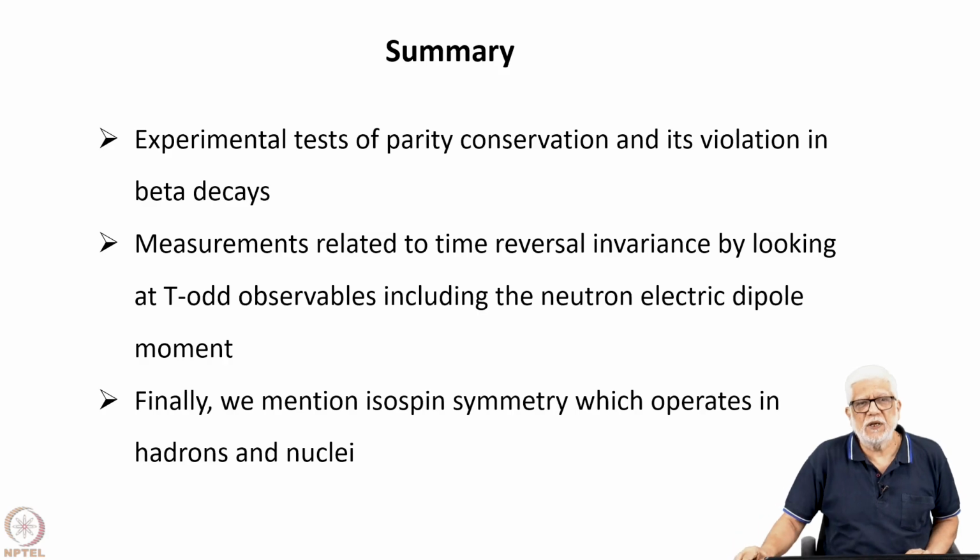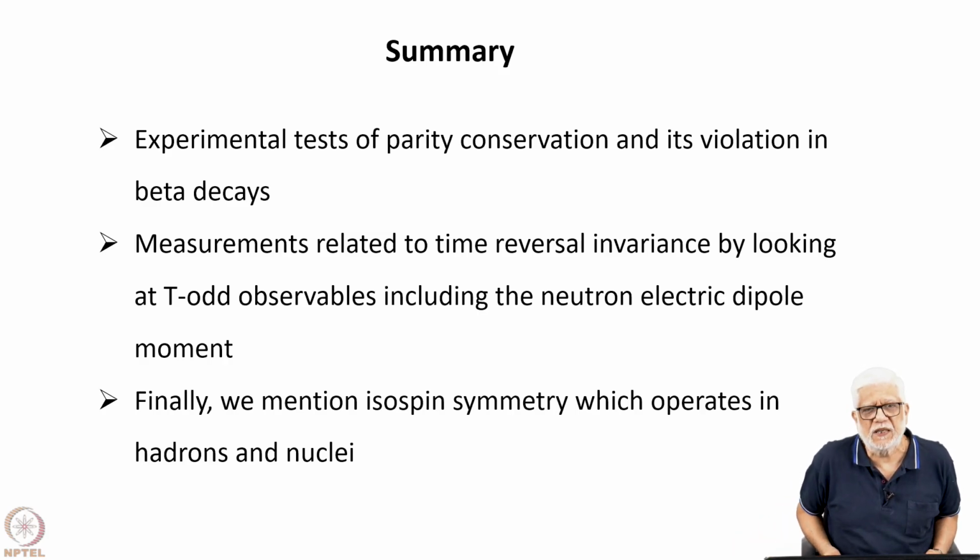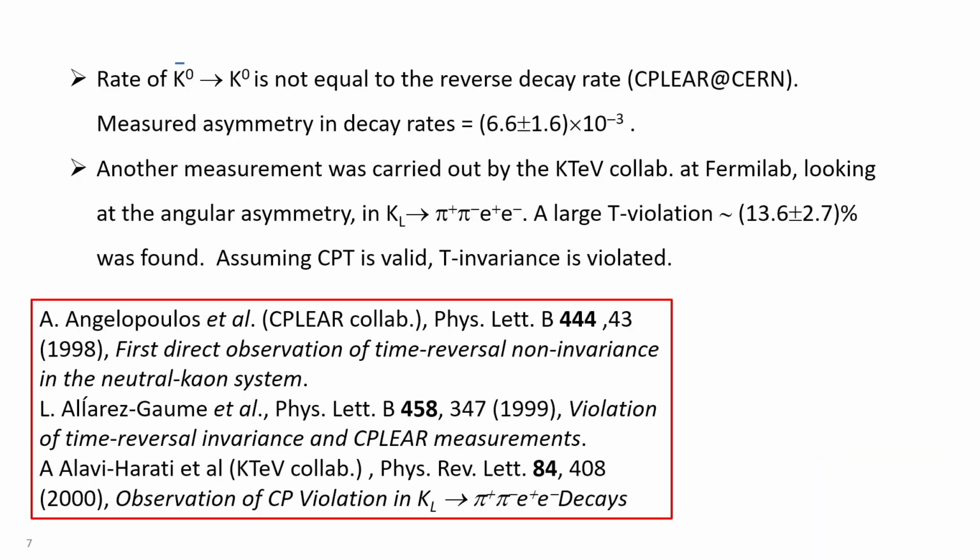Okay. So, in summary, we looked at experimental tests of parity conservation, and of course, parity was violated in beta decays. We looked at measurements related to time reversal invariance by looking at T odd observables, including the neutron electric dipole moment. Oh, there is something that I forgot. I should go back in slides.